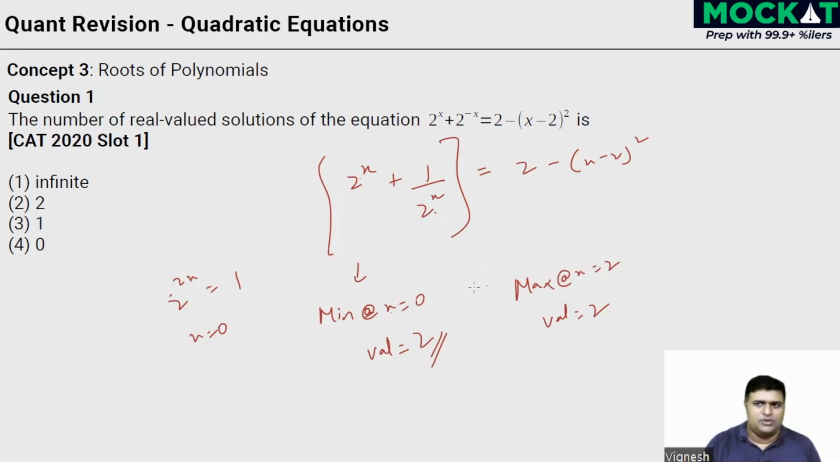So if you look at it this way as well and logically understand that the minimum possible value is 2 and the maximum possible value is 2, but at two different inputs, right? They are never going to intersect. It's going to be option 4, 0 over here.